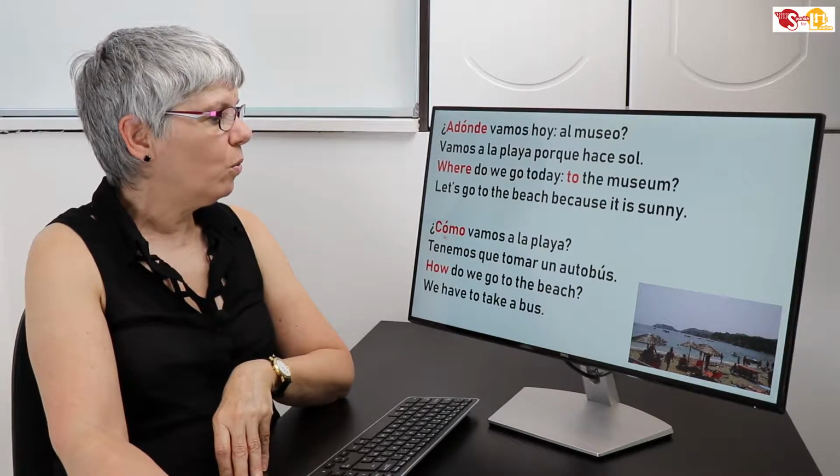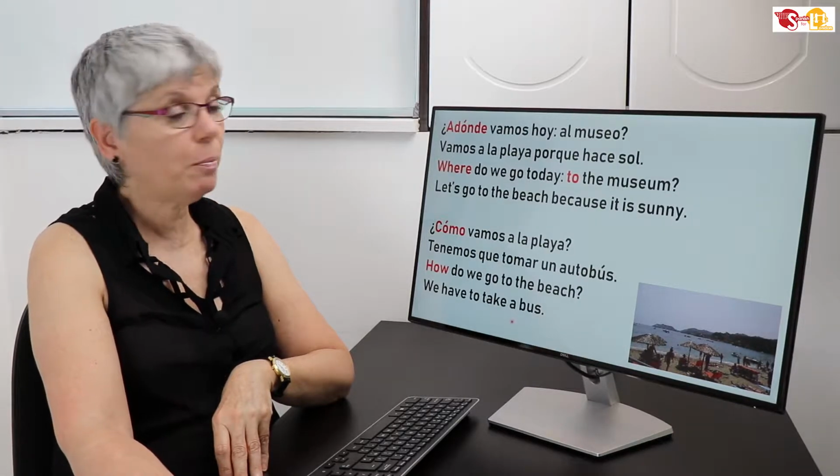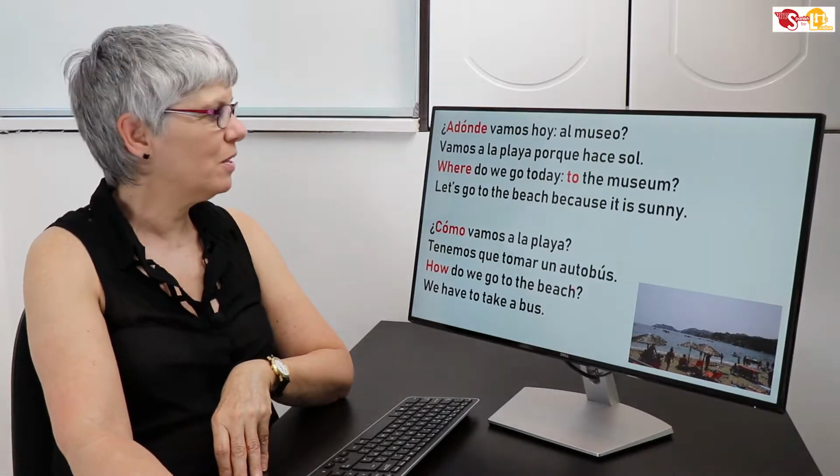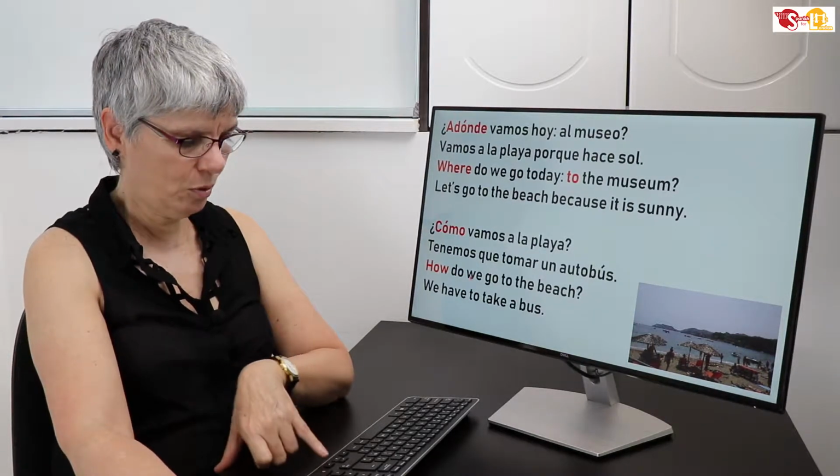Now, how do we go to the beach? ¿Cómo vamos a la playa? Well, we have to take a bus. Tenemos que tomar un autobús. So, ¿a dónde? Where to? ¿Cómo? How? Do you see?